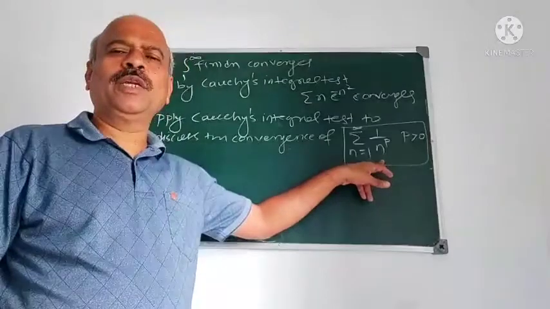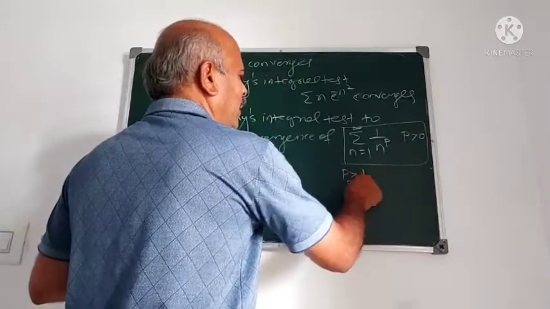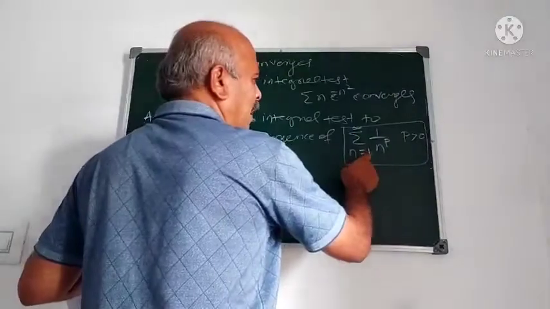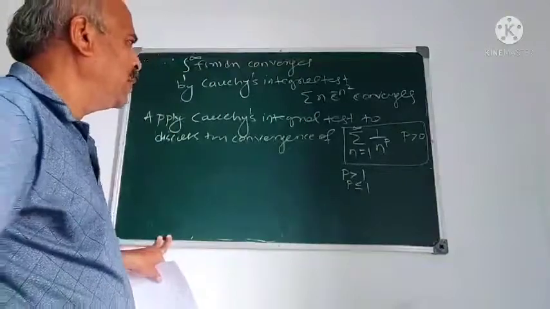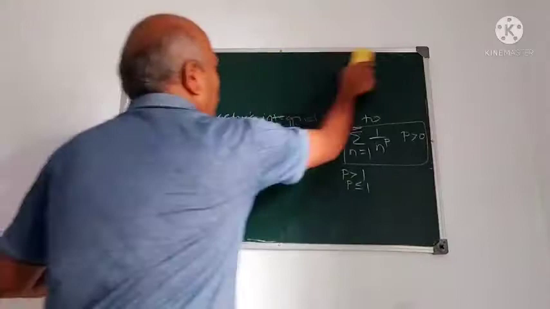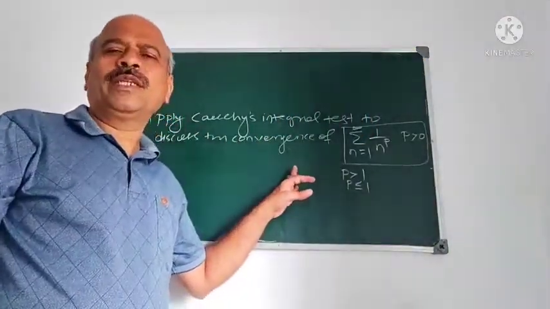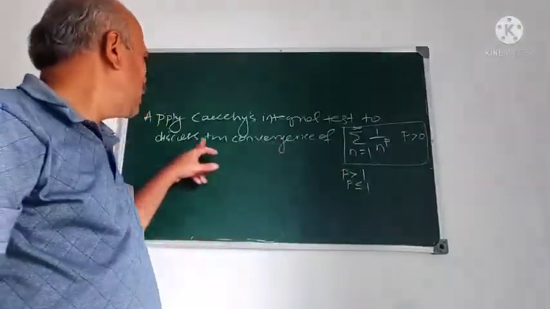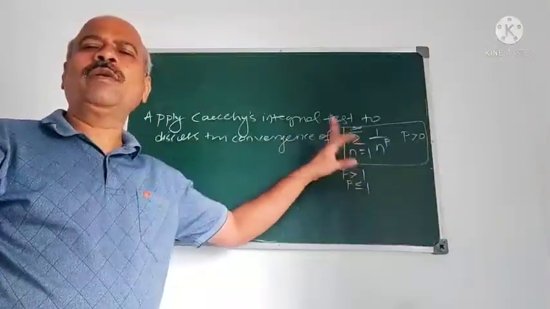Sigma 1 upon n raised to p converges if p is greater than 1, and diverges if p is less than or equal to 1. Now we have proved this one by the comparison test. But Cauchy's integral test can also be applied to prove this. See, now you know that the mode of examination is MCQ, multiple choice questions. This, apply Cauchy's integral test to discuss the convergence of this, is a 5 mark question.